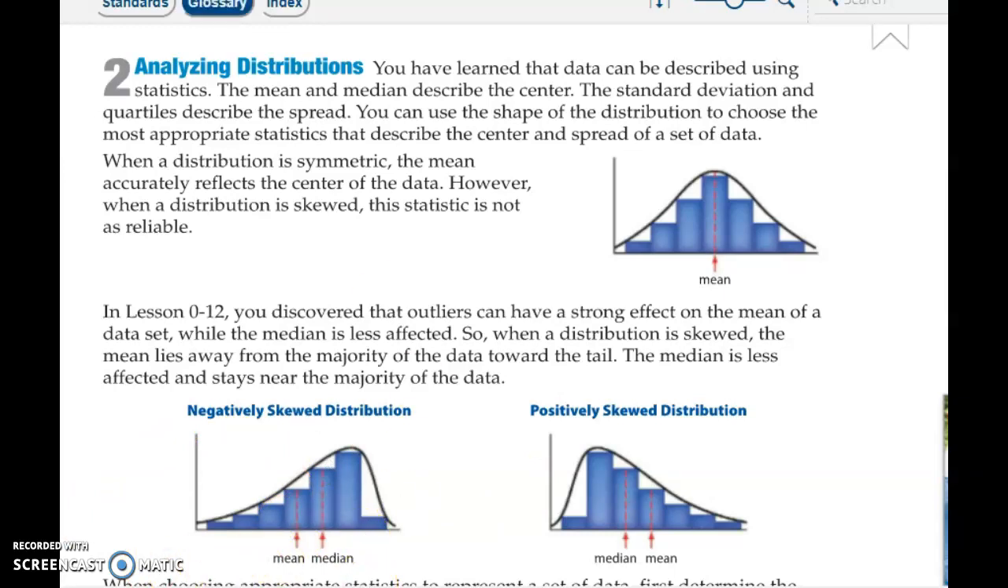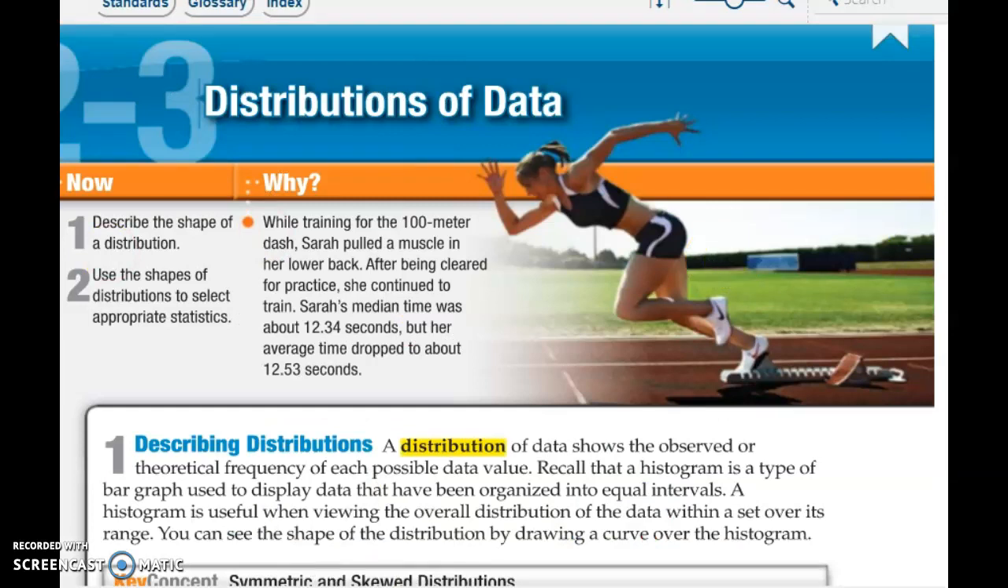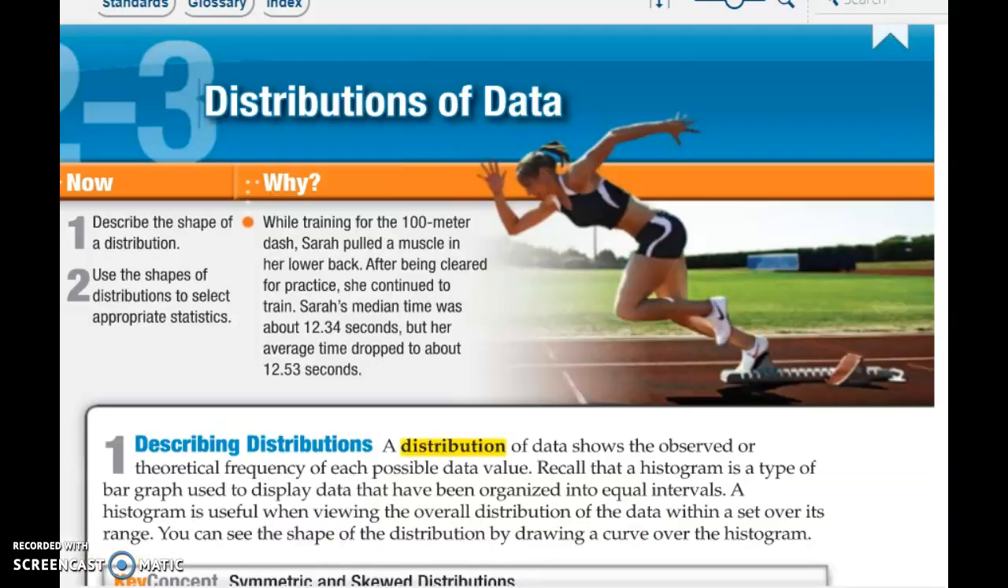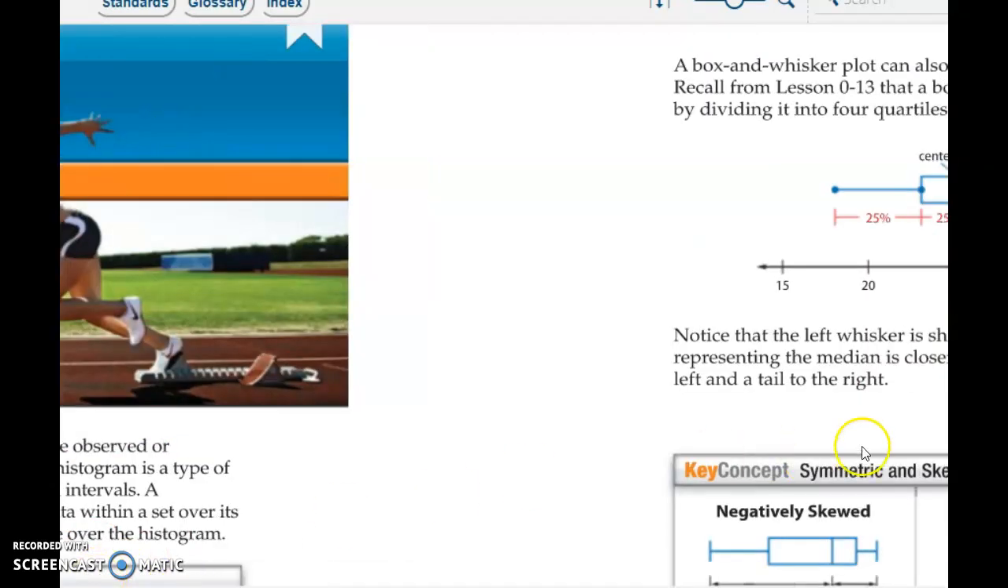Now, there's another way that we can actually show this information. It's called, let me get to the right page here, box and whisker plots. Sorry about that, guys. Here we go. This is what those look like.